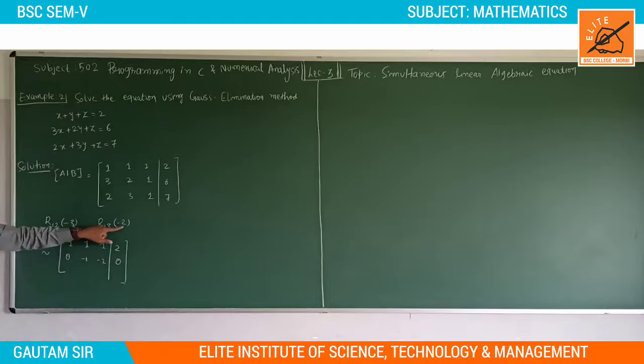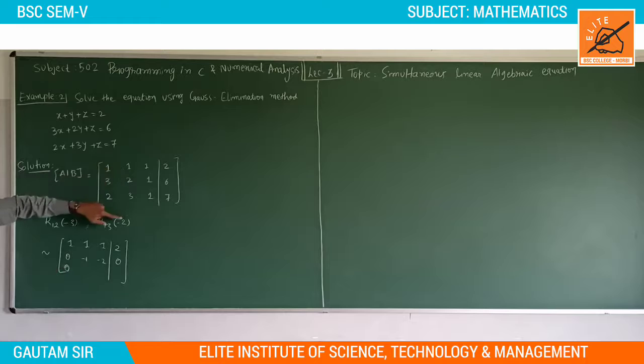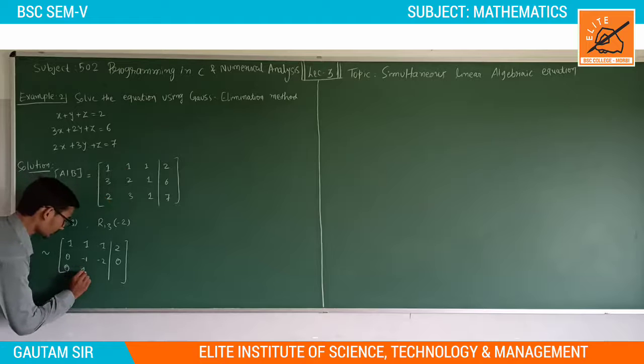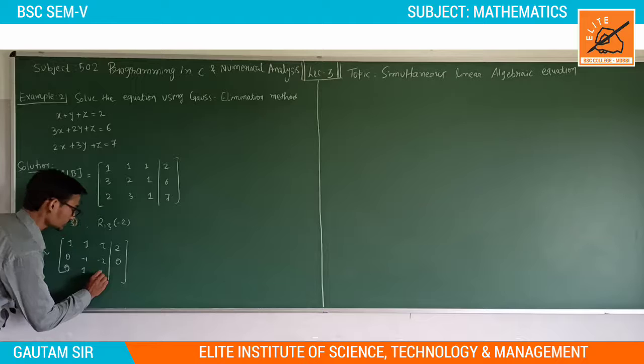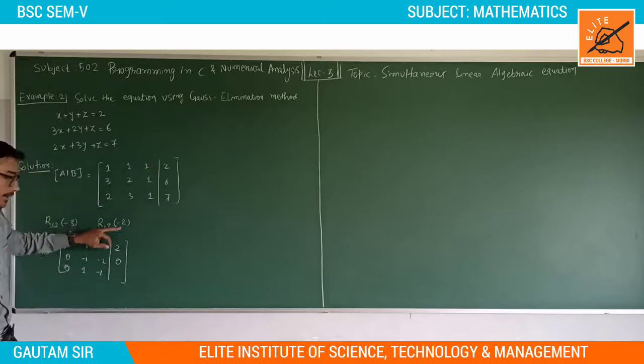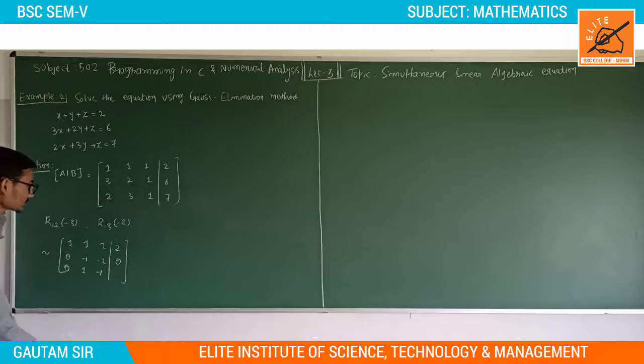Now the first row multiplied by minus 2 and added into the third row. So 1 into minus 2 is minus 2 plus 2 is 0. Minus 2 into 1 is minus 2 plus 3 is 1. Minus 2 plus 1 is minus 1. Minus 2 into 2 is minus 4 plus 7 is 3.